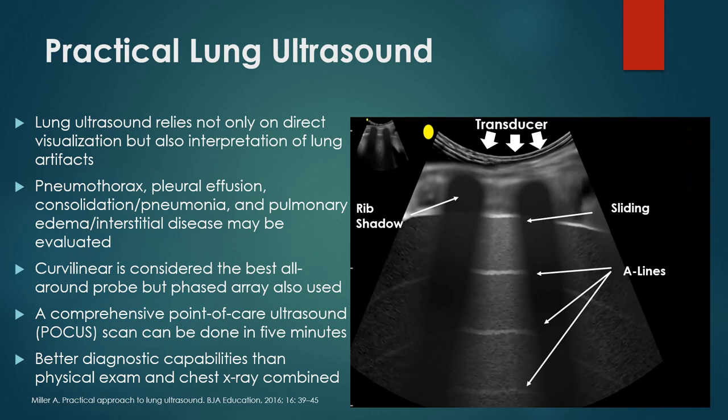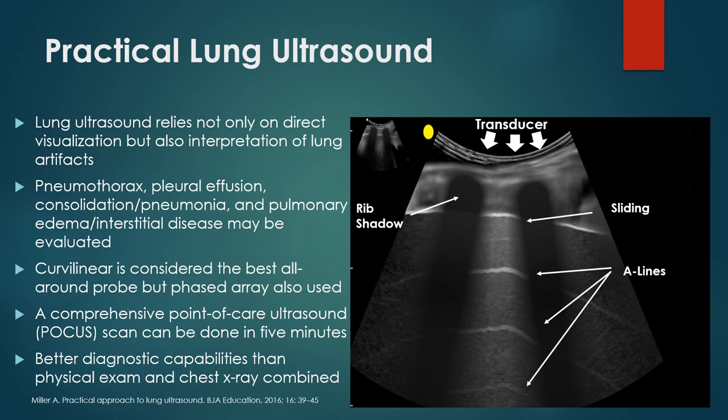a curvilinear transducer. Through this scan, you can pick up pneumothorax. You don't have the sliding. Pleural effusion, you start to have some anechoic areas. Consolidation, the lung starts to look more like a gland instead of an air-filled structure. And pulmonary edema or interstitial disease, as evidenced by B lines.